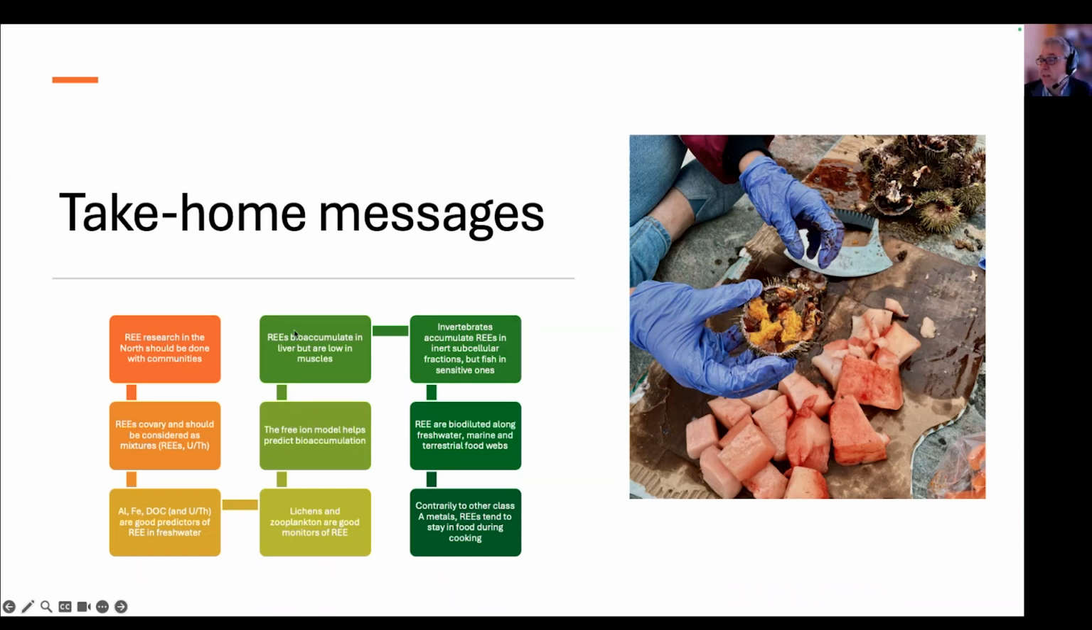REEs bioaccumulate in liver, but are quite low in muscles. Vertebrates accumulate REEs in inert fractions, but they accumulate a lot. And fish accumulate REEs in sensitive subcellular fractions, but they don't accumulate a lot. And the REEs are biodiluted along the food web in freshwater, marine, and terrestrial food webs. And contrary to what was expected, REEs tend to stay in food during cooking.